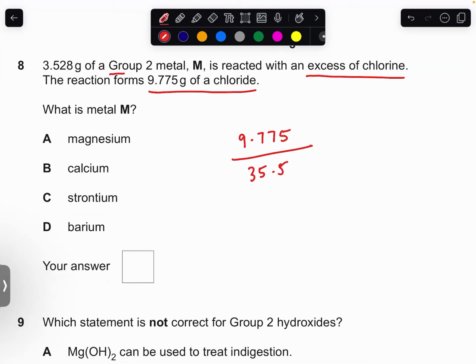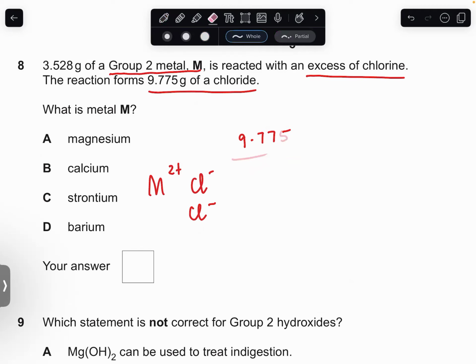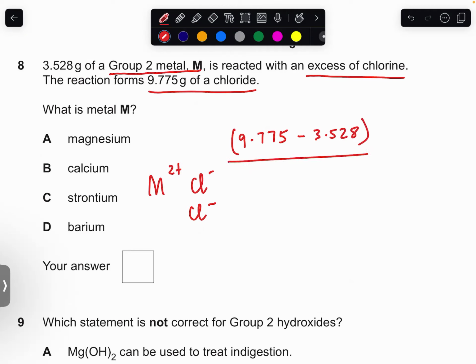And it's a group 2 metal. That means metal M is a 2+ charge. And the chloride ions, there will be 2 of them. So, oops, I missed something out here. So it'll be 9.775 minus 3.528. That will give you the mass of the chlorine that's been added.